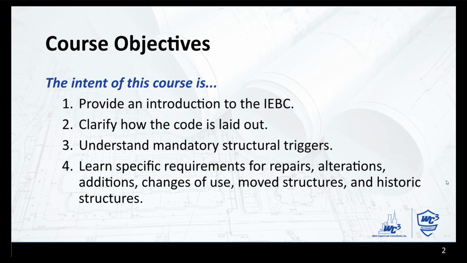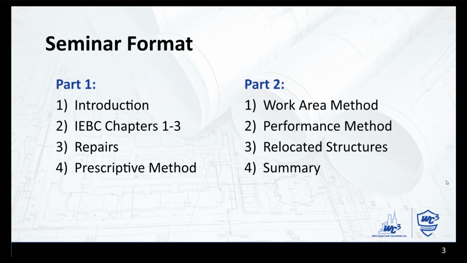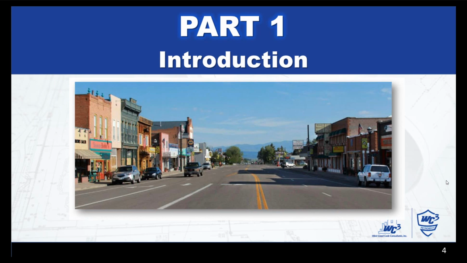So that's our intent of what we want to get out of today's and next week's course. So part one, we're going to do an introduction today. We'll go through chapters 1 through 3, which apply to all of the compliance methods that are there. We'll discuss chapter 4, which is repairs. Anytime we're doing a repair to a building, we need to comply with chapter 4. And then we'll spend the majority of our time discussing the prescriptive method, which is chapter 5. And then next week, we'll cover work area, performance, relocated structures, and we'll do a summary with some different example projects.